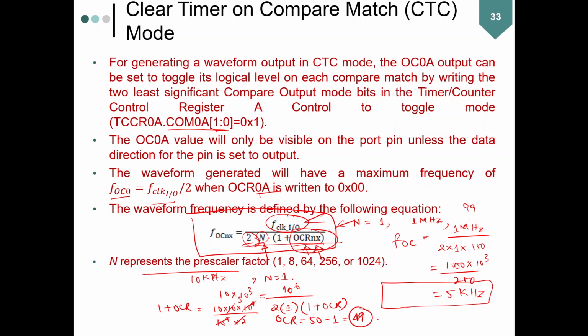So if you drive the timer with a clock of 1 megahertz, you set the prescaler value to n is equal to 1, and you have your output compare register value set to 49, then your output frequency is going to be 10 kilohertz. So you can expect a question like this, let's say, in the exam.